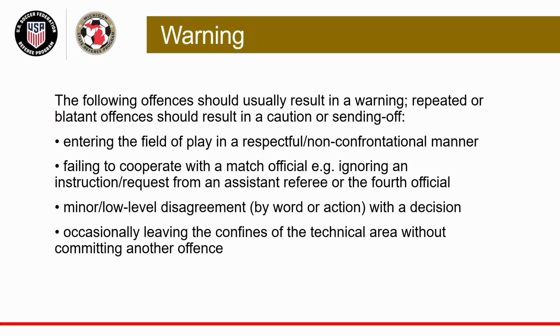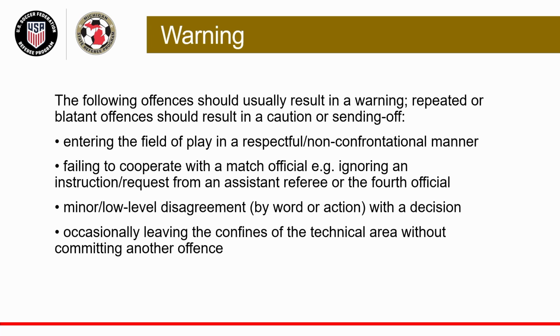cautions, and send-offs in the way described in the law book. The relevant sections in the law book are Law 5, referees, but also Law 12. Law 12 has a section for players, substitutes and substituted players, but there's also a section for bench personnel. So we're going to focus on the bench personnel part. First, warning. This is what the law book says. The following offenses should usually result in a warning. Repeated or blatant offenses should result in a caution or send-off.